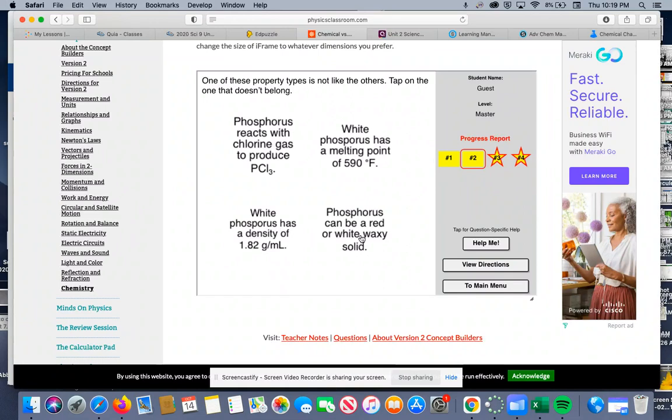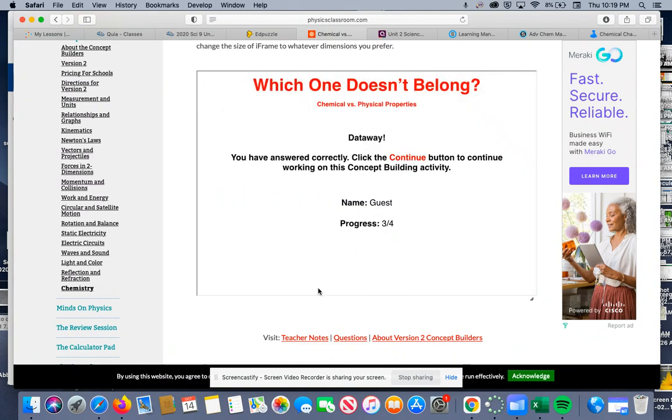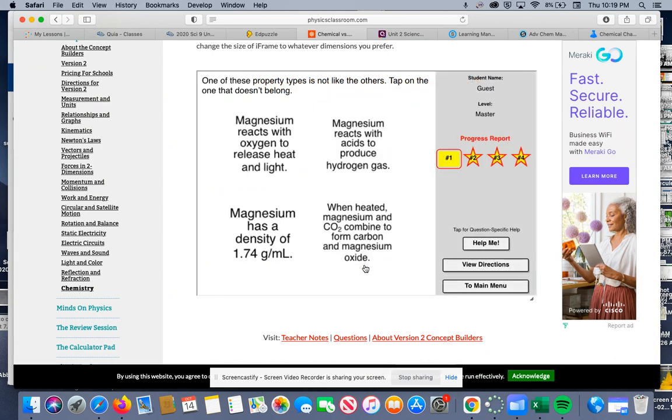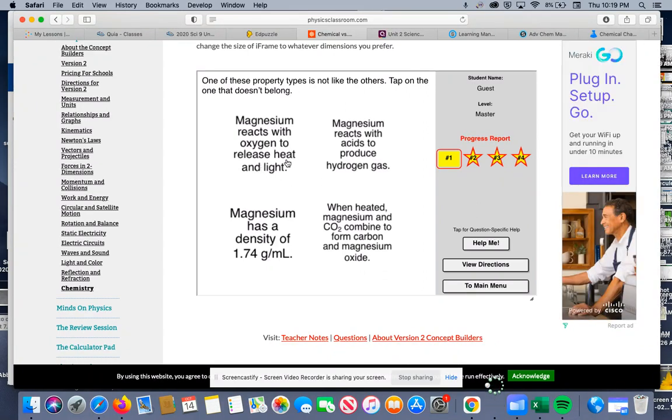Okay, which one of these do you think doesn't belong? Phosphorus reacting is a chemical property. Melting point, density, appearance are all physical properties. Remember, there are only 3 chemical properties: flammability, reactivity, and combustion, which is reacting with oxygen. Oh, look at the very first question here. Which of these is not like the others?